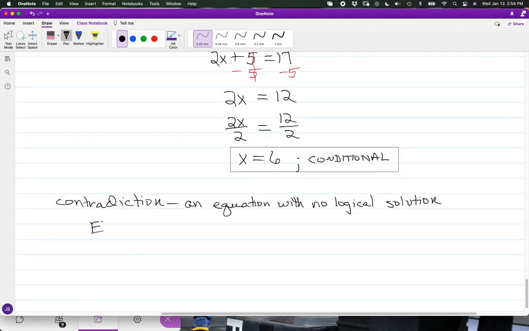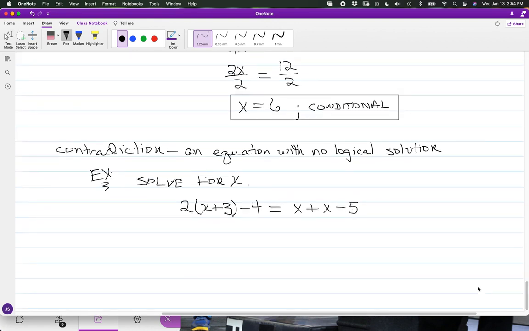Okay, and let's say that once again we're trying to solve for x. And we'll say that we have 2 times the quantity of x plus 3, and say we have minus 4 is equal to x plus x minus 5. Okay, so you're looking at the value or values of x where both sides of the equation will be equal.